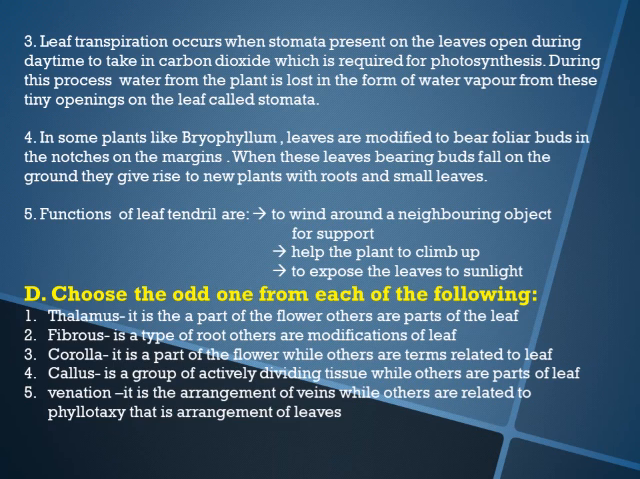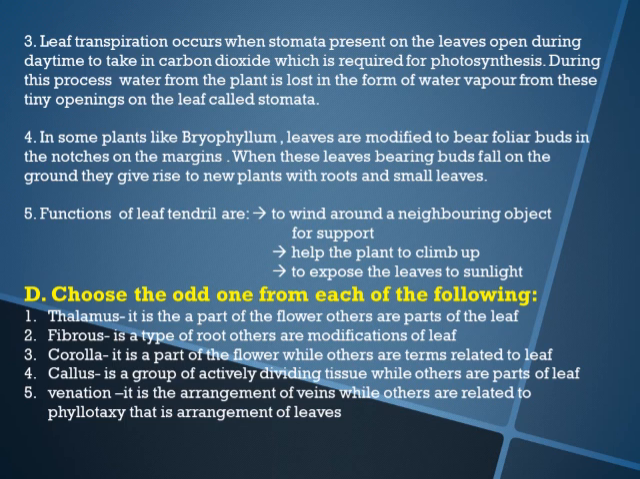Now number 4, the question was how vegetative propagation occurs in leaf. In some plants like Bryophyllum, leaves are modified to bear foliar buds. Foliar means leaf buds. Okay, in the notches on the margins, when these leaves bearing the buds fall on the ground, they give rise to new plants with roots and small leaves. The next question, again the same repetition of the question, leaf tendrils function, which I have already discussed. I have written there. You should just write it down from there.